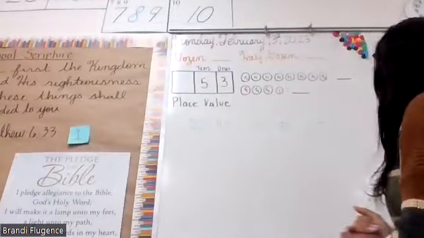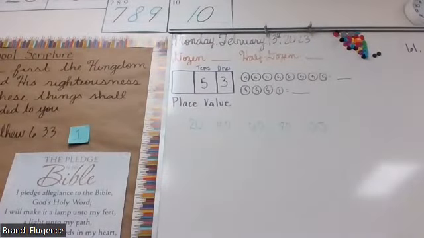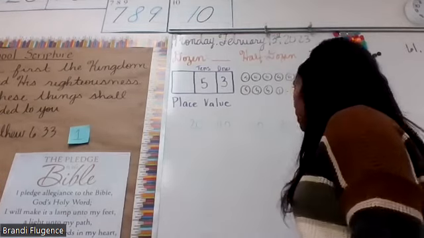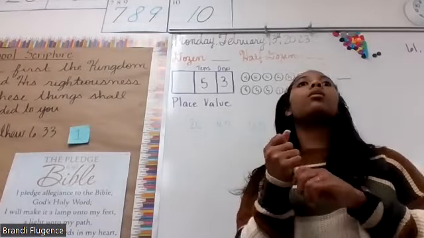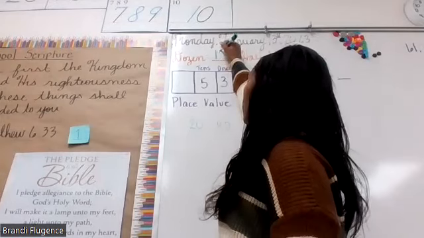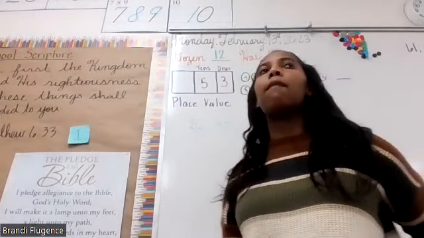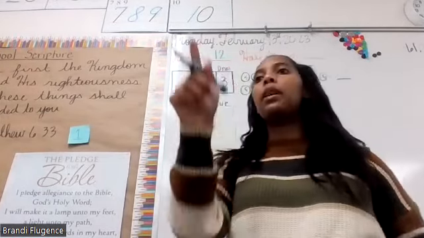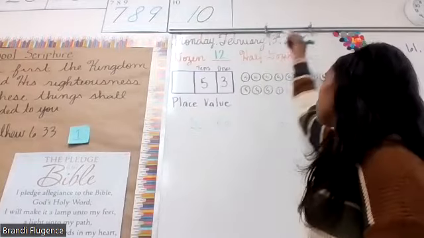All right, so last week we discussed dozen. So how much is a dozen again? A dozen is a total of 12. And when we say half a dozen, that's half of the 12. That would be how much? 6. So just remember that, guys.